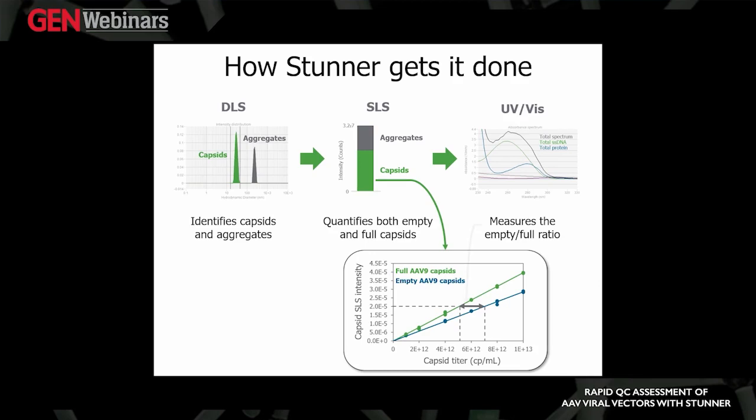So what we need to do is bring in the empty-full ratio from UV-Vis to let us pinpoint exactly where the capsid titer really is. That's how DLS, SLS, and UV-Vis combine to give fast, accurate answers on capsid titer.